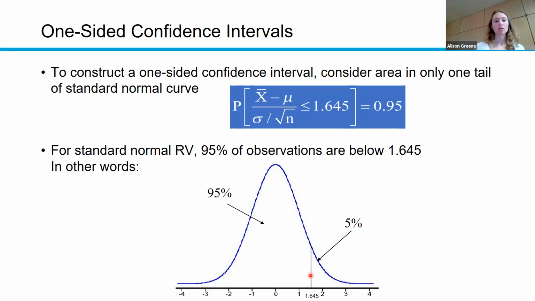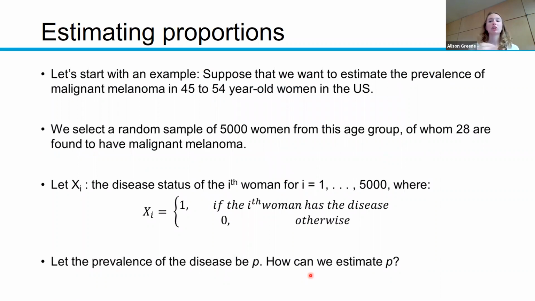Okay. So that is confidence intervals for means with just one sample. Now we're going to talk about confidence intervals for proportions with just one sample, which is really quite similar. The only thing that changes is the formula, but the intuition and generally what you're doing is the same. So we want to estimate the prevalence or the proportion of women in the population with malignant melanoma in 45 to 54-year-old US women. We select a random sample of 5,000 and 28 are found to have malignant melanoma.